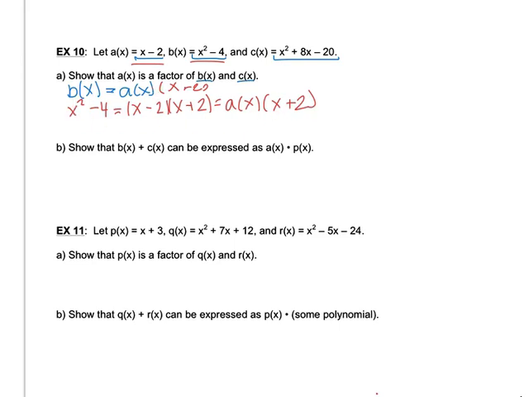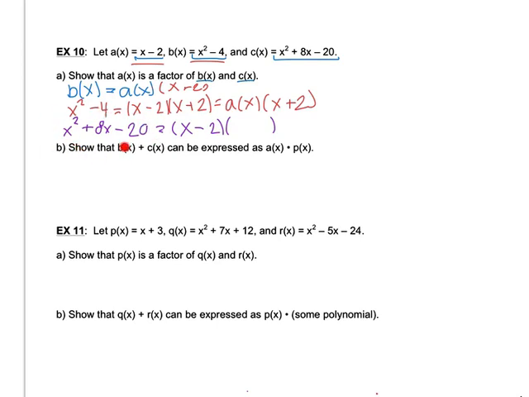So this line is that proof. That's all it takes. Now I want to show that a of x is a factor of c of x, so it's going to be a separate statement. If a of x is a factor of c of x, then I need to show that c of x, which is x squared plus 8x minus 20, is a of x times some other polynomial. Well, a of x is x minus 2. What other polynomial will I multiply by x minus 2 to get this? It's just like reverse factoring.